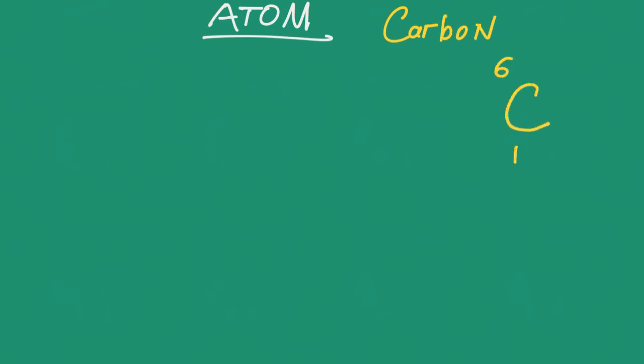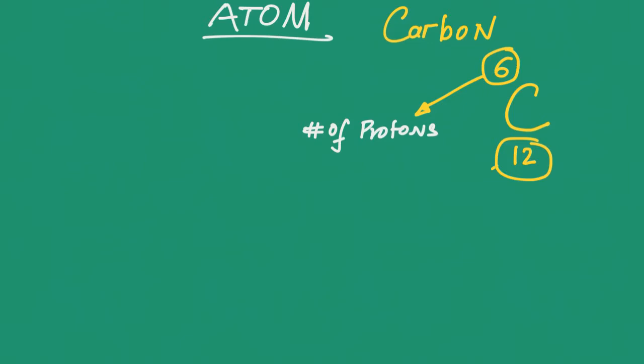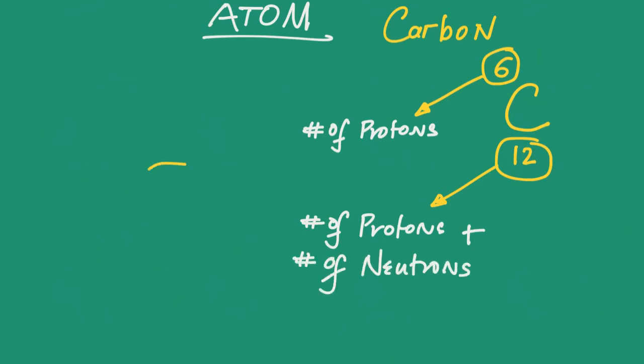To understand the atomic structure, let's take a look at carbon. Carbon is written as C in the periodic table. The number 6 represents the atomic number. It is the number of protons. Number 12 represents the atomic mass, which is the number of protons plus the number of neutrons. We can use this information to draw the atom.